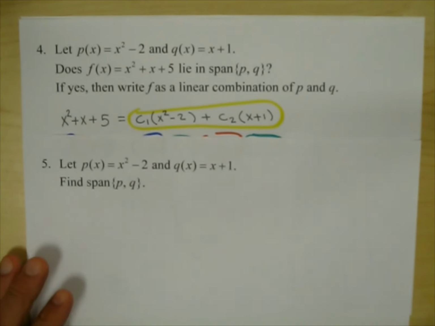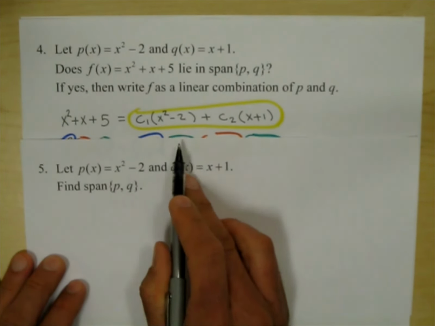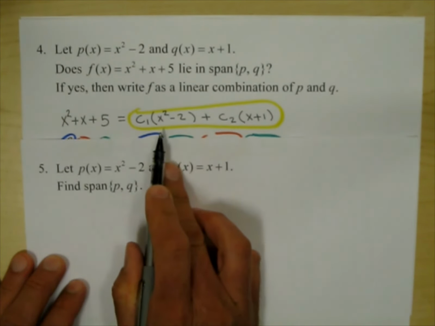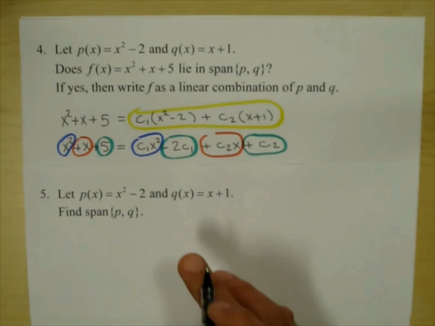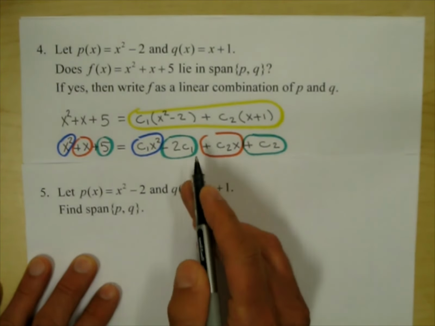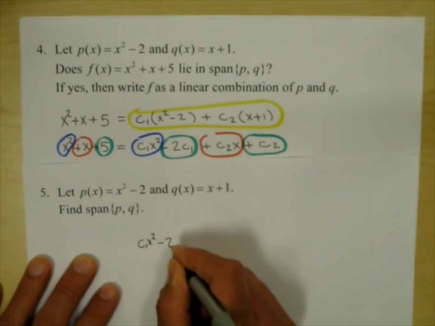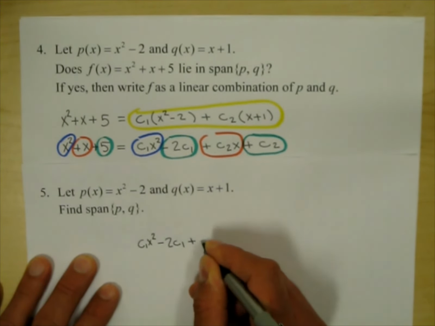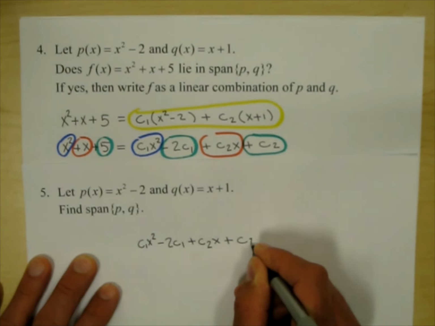So let's go ahead and write that out. Now, how am I going to write this out? I want to write this out as an element, as one vector. I actually did it right here. I multiplied it all out. So the span happens to be that yellow part, which is C1 x squared minus 2C1 plus C2 x plus C2.